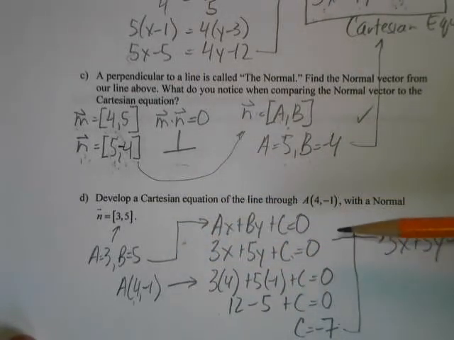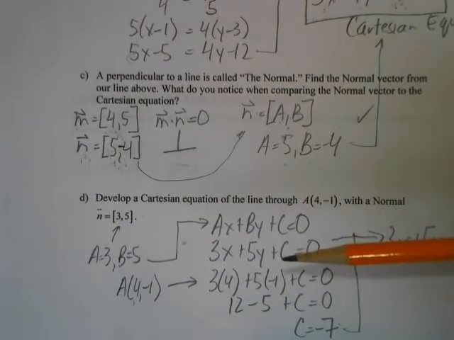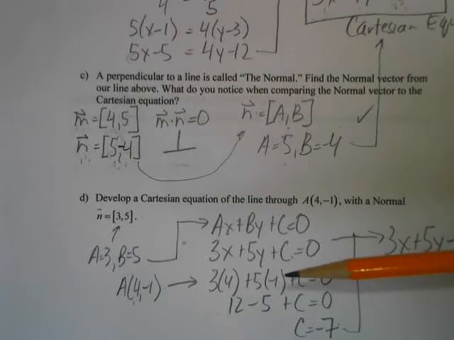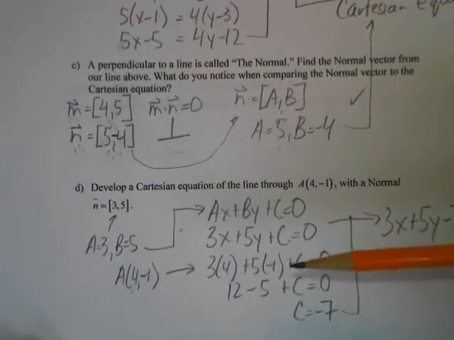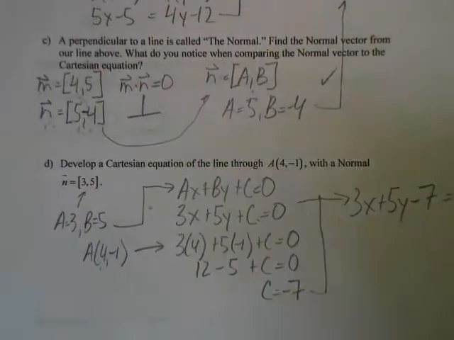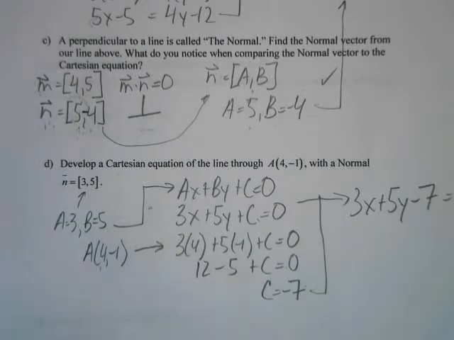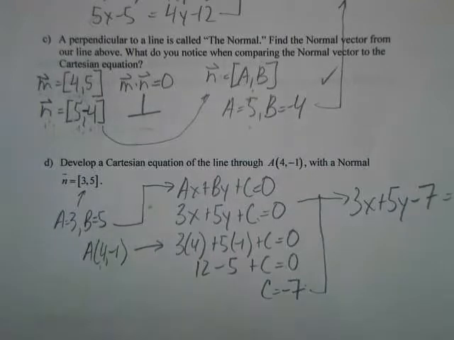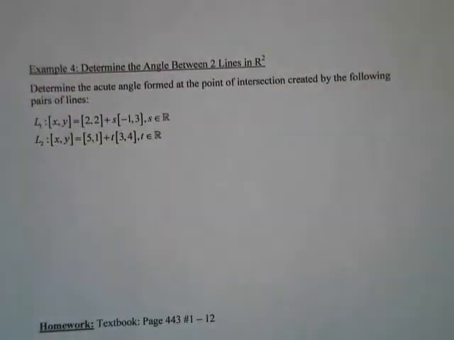Sometimes they don't give you the normal. Sometimes they might give you the direction vector. Sometimes they might just give you 2 points. If they just gave you 2 points, what you could do is find the direction vector from the 2 points, then get the normal from the direction vector by doing the negative reciprocal, and then use one of the points to plug in, and you could create the Cartesian equation from that. Okay, so let's keep moving forward.